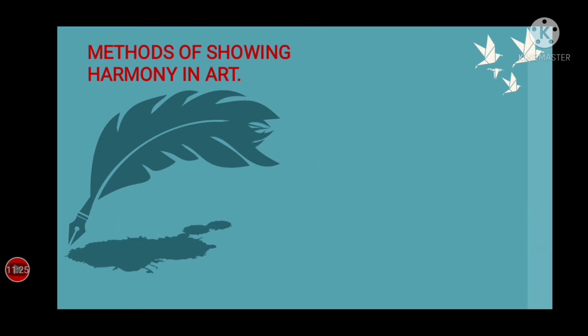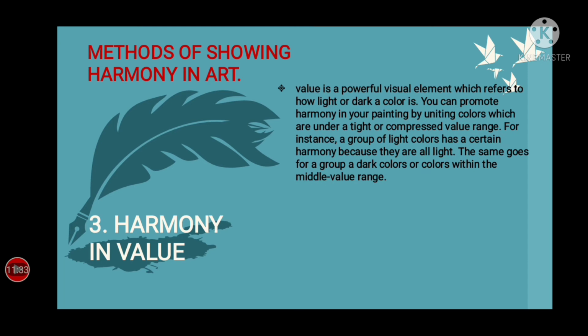And number 3, harmony in value. When we say harmony in value, value is a powerful visual element which refers to how light or dark a color is. You can promote harmony in a painting by uniting colors which are under a tight or compressed value range. For instance, a group of light colors has a certain harmony because they are all light. The same goes for a group of dark colors or colors within the middle value range.